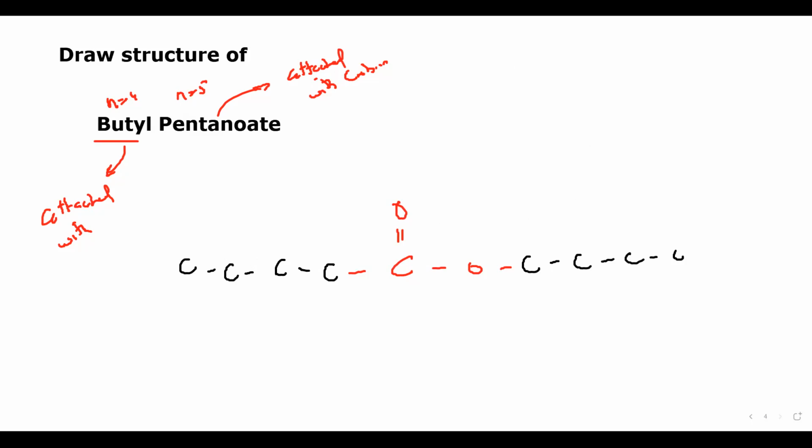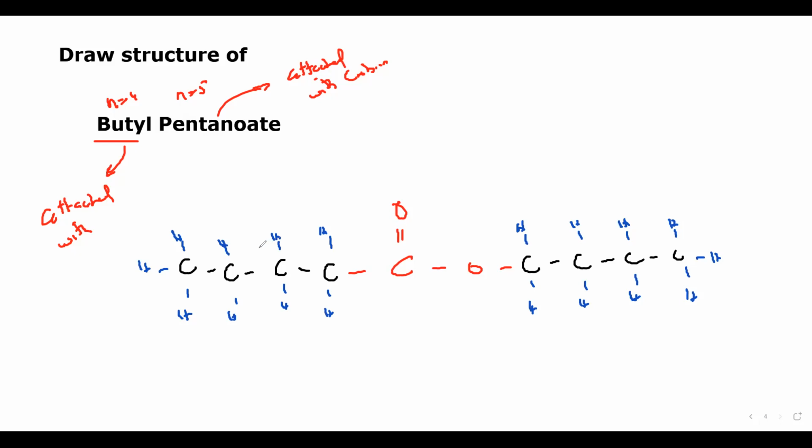And now we put hydrogen. So this will have 2 hydrogen atoms, this will have 2 hydrogen, this will have 2 hydrogen, and this will have 3 hydrogen. And about this other chain, this will have 2 hydrogen, this will have 2 hydrogen, this will have 2 hydrogen, and this will have 3 hydrogen. So this is the basic structure of ester.